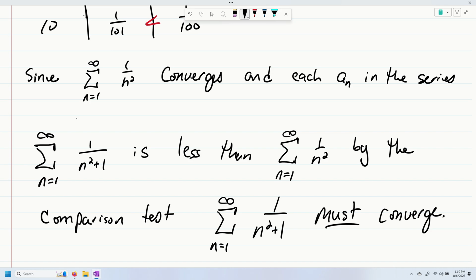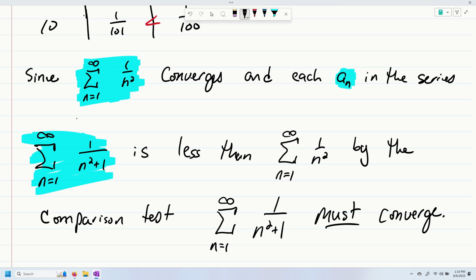That is pretty much all you have to say. You compare it with something that you know converges. And if you know it converges, and all of the terms in the series you are given are less than the one you're comparing it to, and as long as it's positive increasing, you can say by the comparison test, the series from 1 to infinity of 1 over n squared plus 1 must converge.